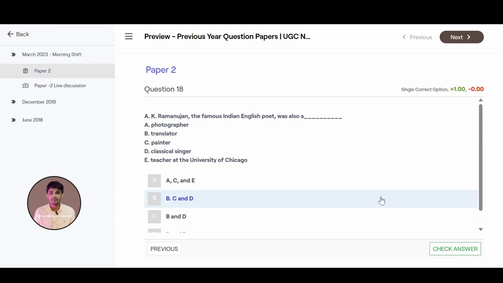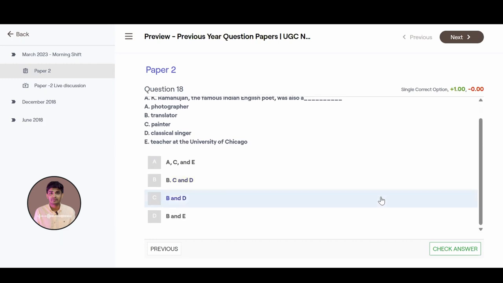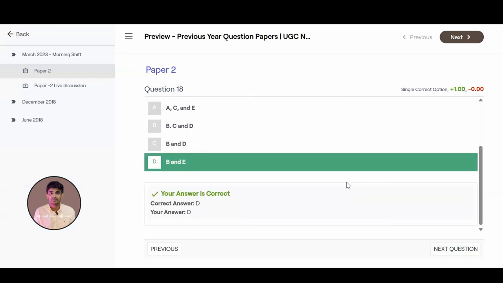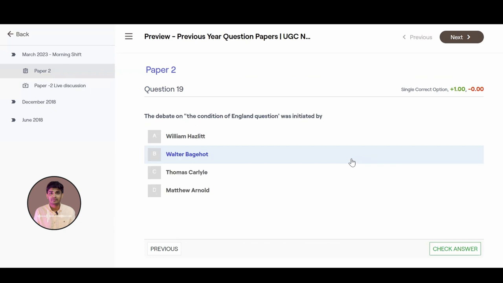A.K. Ramanujan, I discussed this question in my last class as well. A.K. Ramanujan, the famous Indian English poet, was also a dash. Photographer, translator, painter, classical singer, teacher at University of Chicago. Let's see with B and E. Uma Devi says it's C. Which one should I hit, C or D? With B. He was a writer, translator, and a teacher at the University of Chicago. Next. The debate on the Condition of England question was initiated by dash.